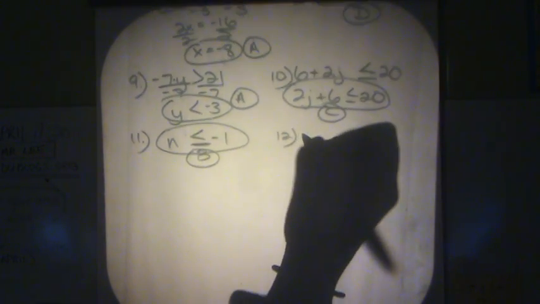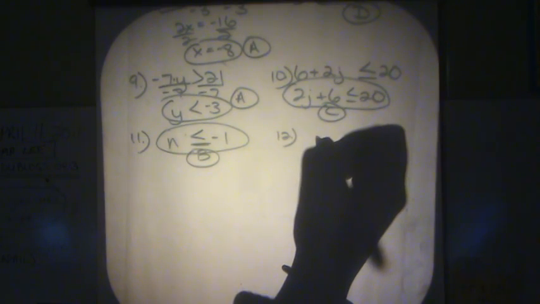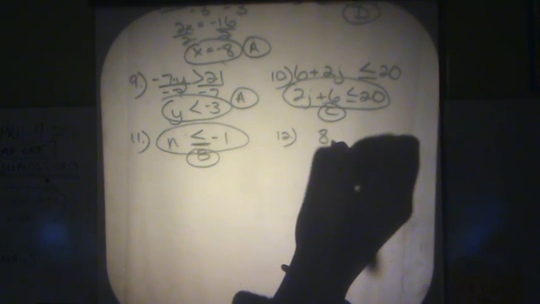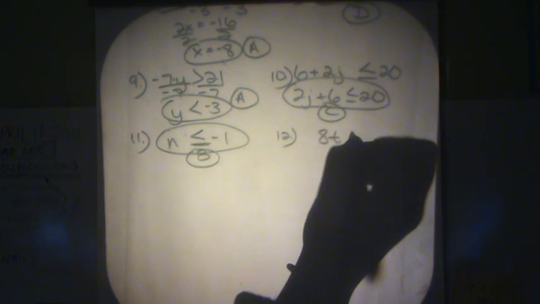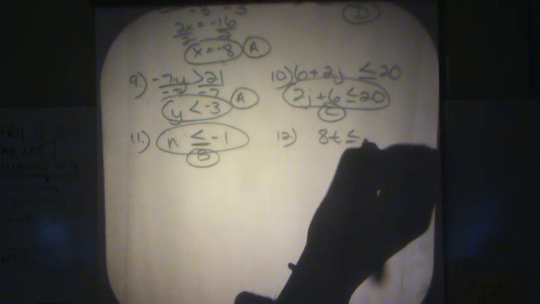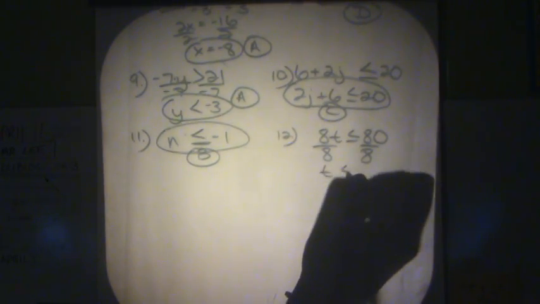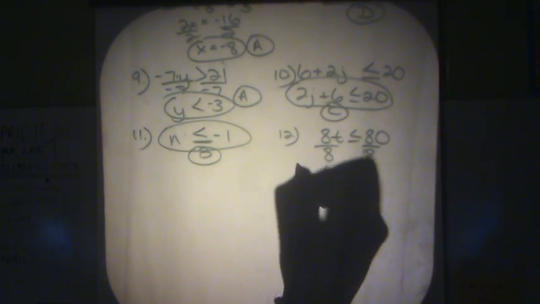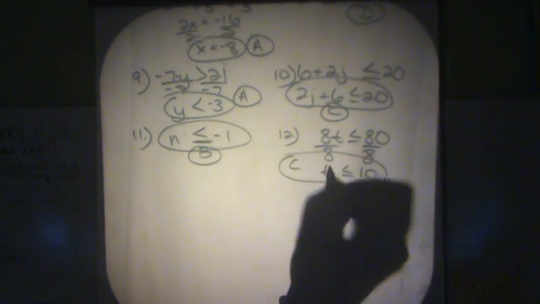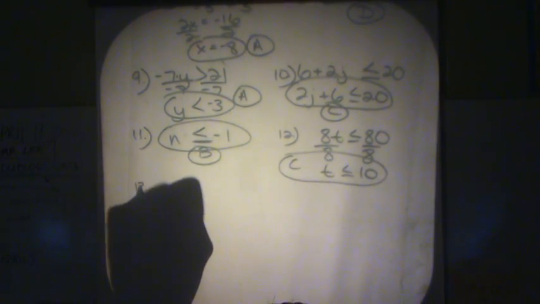Number 12. You go $8 for each ticket, and you want to spend less than or equal to $80. Divide by 8. I'm not dividing by a negative, so I do not have to flip the inequality. So that would be C. And I used N, I guess, for movies.